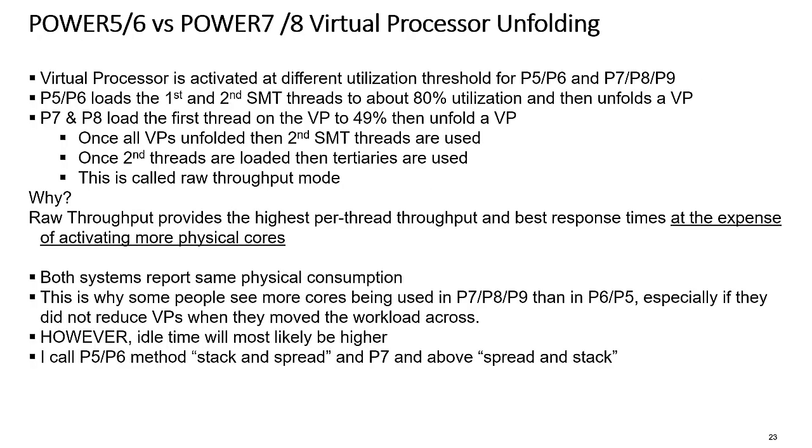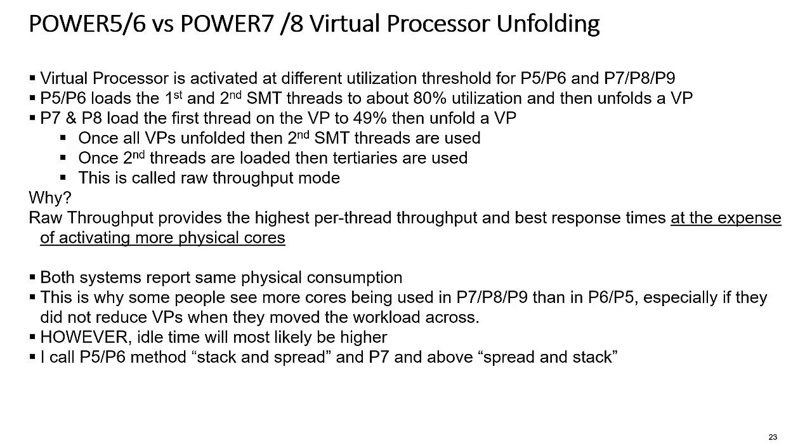Now we talked a little bit about virtual processor unfolding, so I just want to touch on that again. Right, I mentioned that the P5, P6, they load the first and second threads to about 80%, and then they use the next virtual processor. In P7 and P8, they actually changed it and they load that first thread to 49%, and then when it's loaded they go and they kick off the primary thread on the next VP. It's only once it's using all of the processors that it goes back and it starts assigning secondary threads and tertiaries.